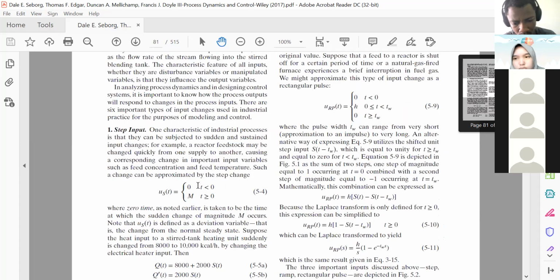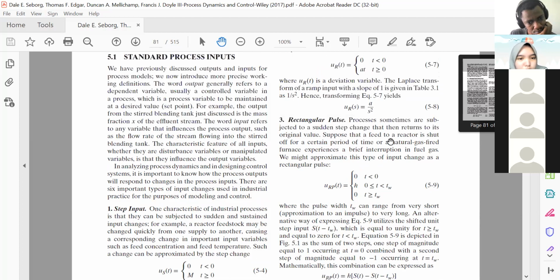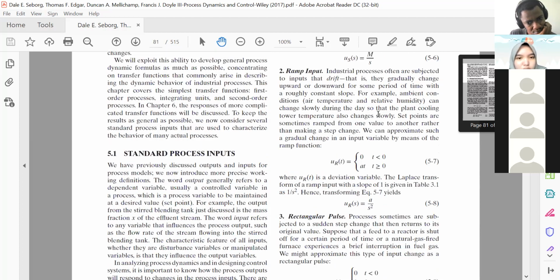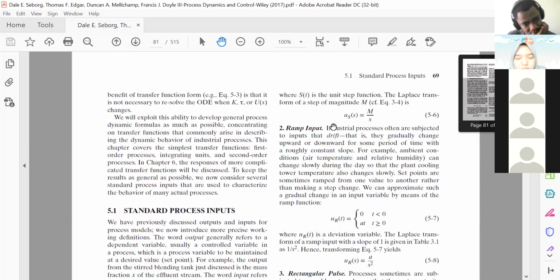The step input has a function something like this: u(t) is equal to 0 for t less than 0, and M for t greater than or equal to 0. So that's what we have over here. U(s) is equal to M over s.